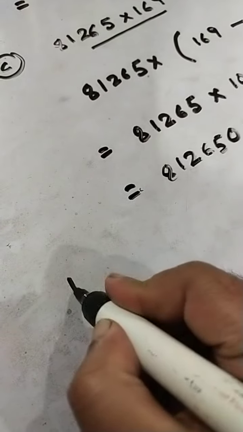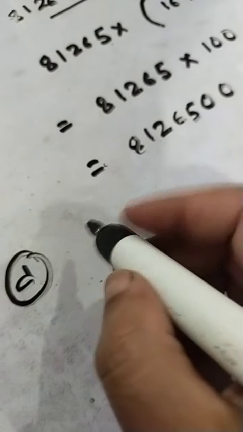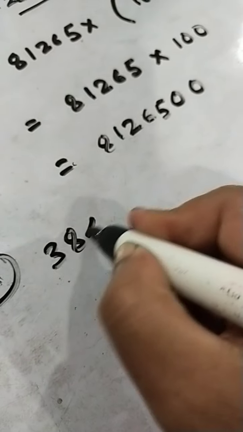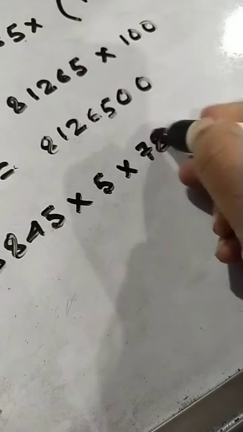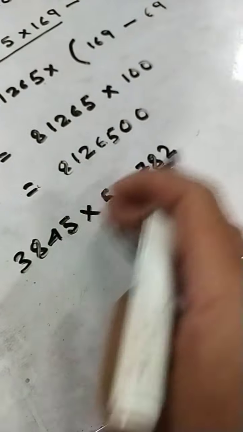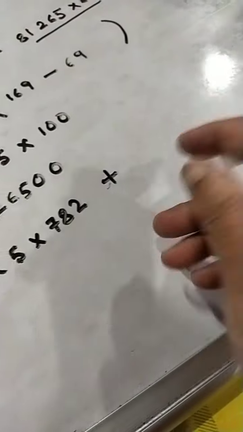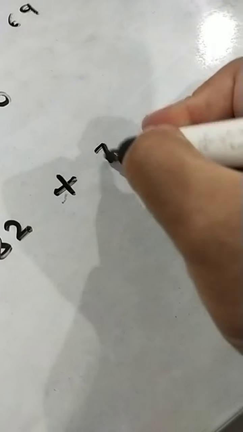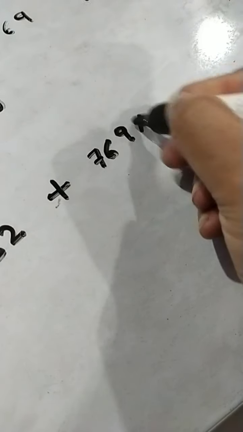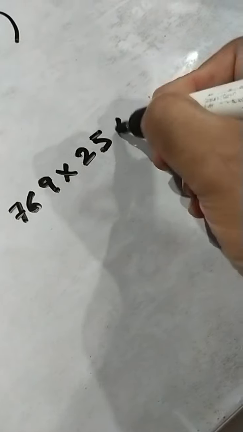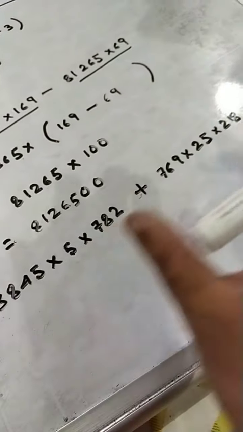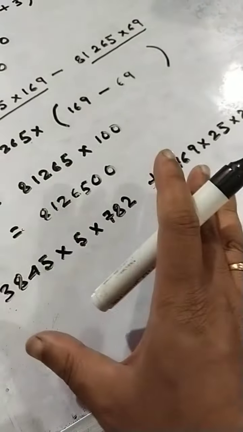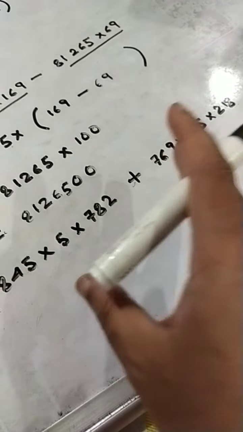Okay, so now let's do sum number D. In sum number D we have 3845 into 5 into 782. So in the first term we have 3 numbers, then we have plus. In the second term we have 769 into 25 into 218. So in the first term we have 3 numbers, in the second term we have also 3 numbers. Now we have to carefully observe, is there any number which is common to both the terms? We see no, we don't have any common terms, but we can make a common number.